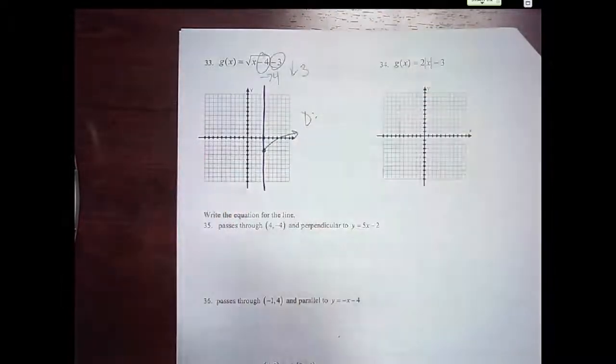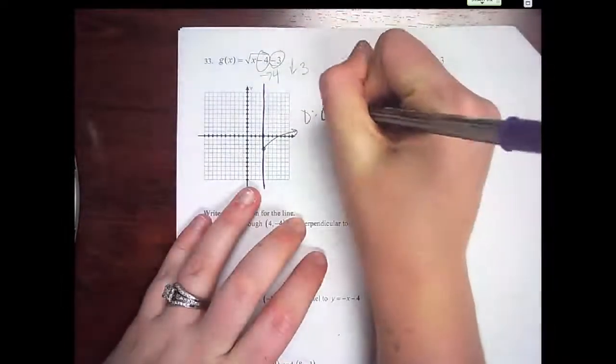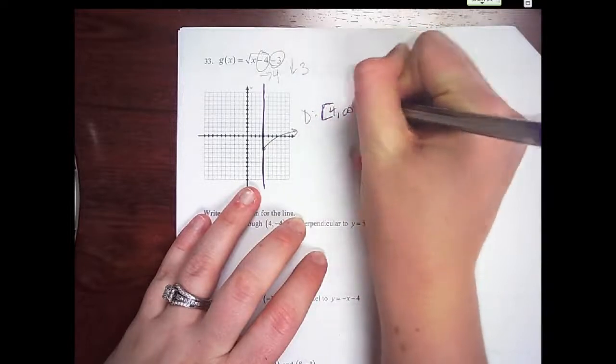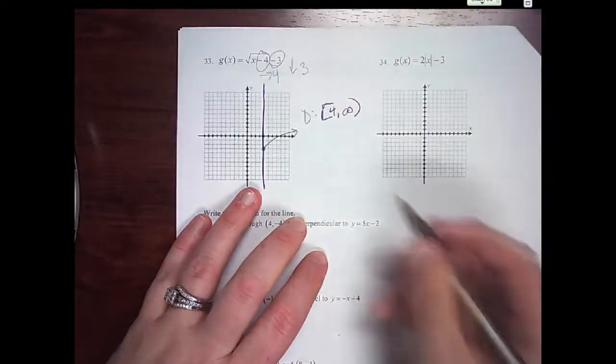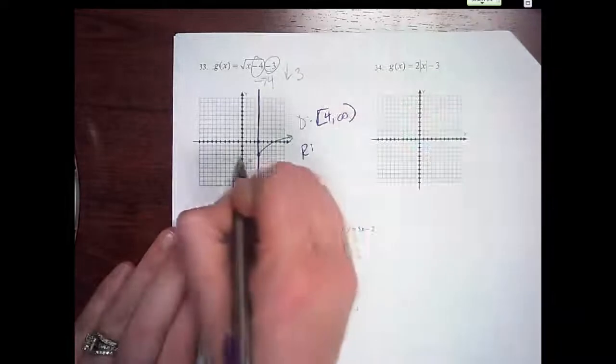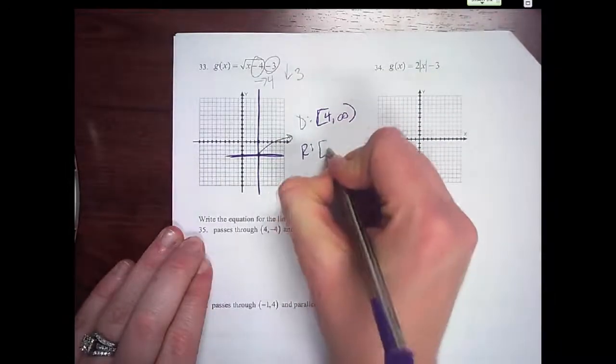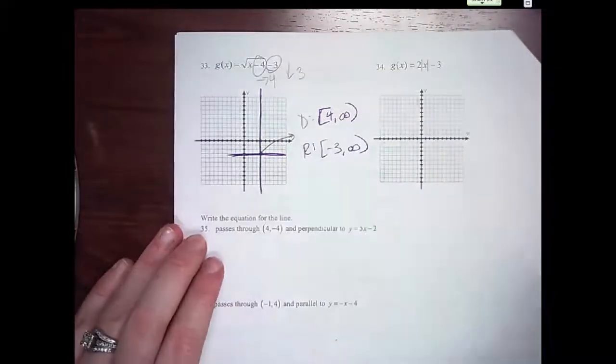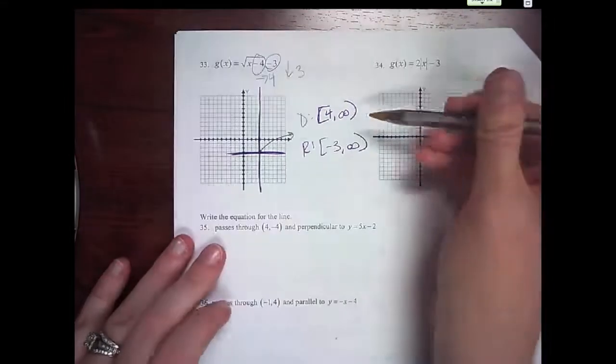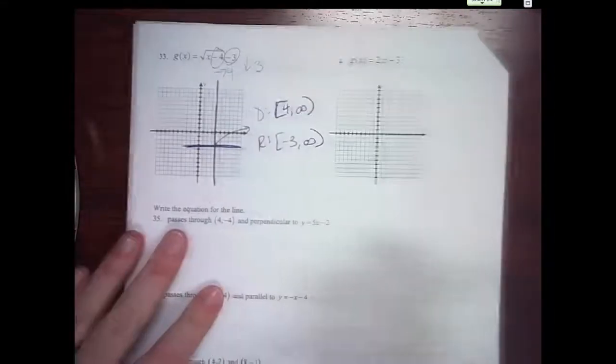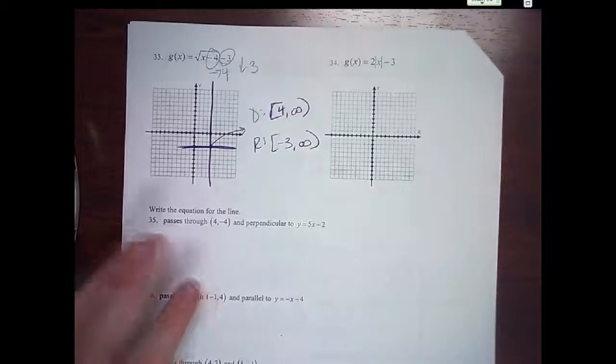I start with that value at positive 4 and it goes to infinity. Okay, the range, kind of similar situation. Start here, it's starting at negative 3 and going to infinity. Okay, so that one's special because it doesn't have all real numbers here. And 34, we should know how to do this one.